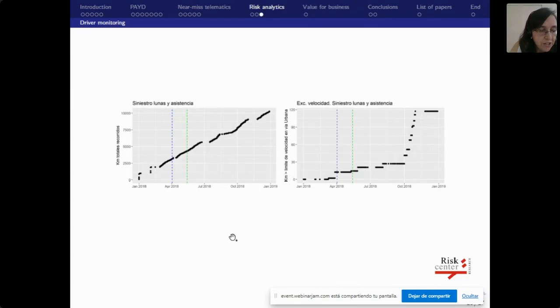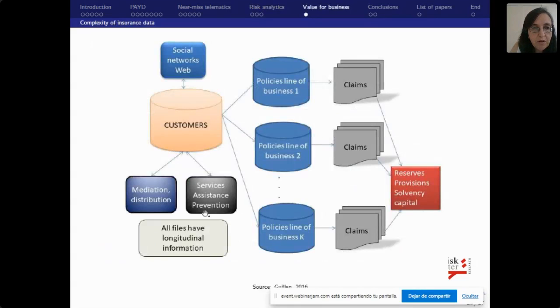Okay. I just want to skip to the last part of my talk. Very briefly, there is a slide where I'm just trying to show you the complexity of insurance data. I can come back to these slides if there are questions about this. The center of insurance companies is always customers, but they have a lot of different sub-databases depending on the different products, and those products generate claims. Claims are accidents that have to be paid.